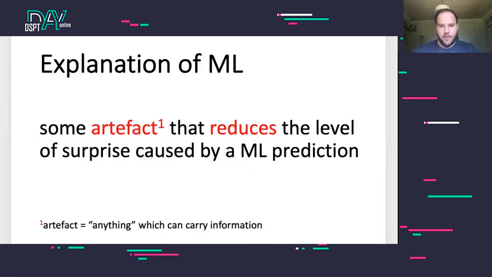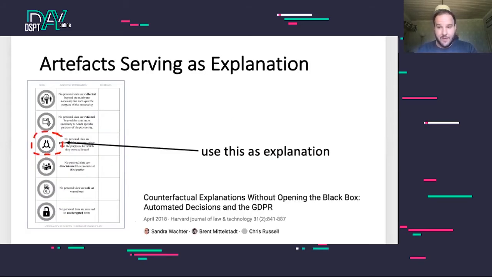I have tried to come up with a bit more technical and a bit more precise definition of what we mean by an explanation. In particular, I define an explanation as some artifact that reduces the level of surprise caused by a machine learning prediction. And an artifact can be anything that is able to carry information. So an artifact might be any object, for example, an icon. If we show the user an icon, this might be an implementation of explainable machine learning. So choosing an icon out of a set of alternative icons might act as an explanation.